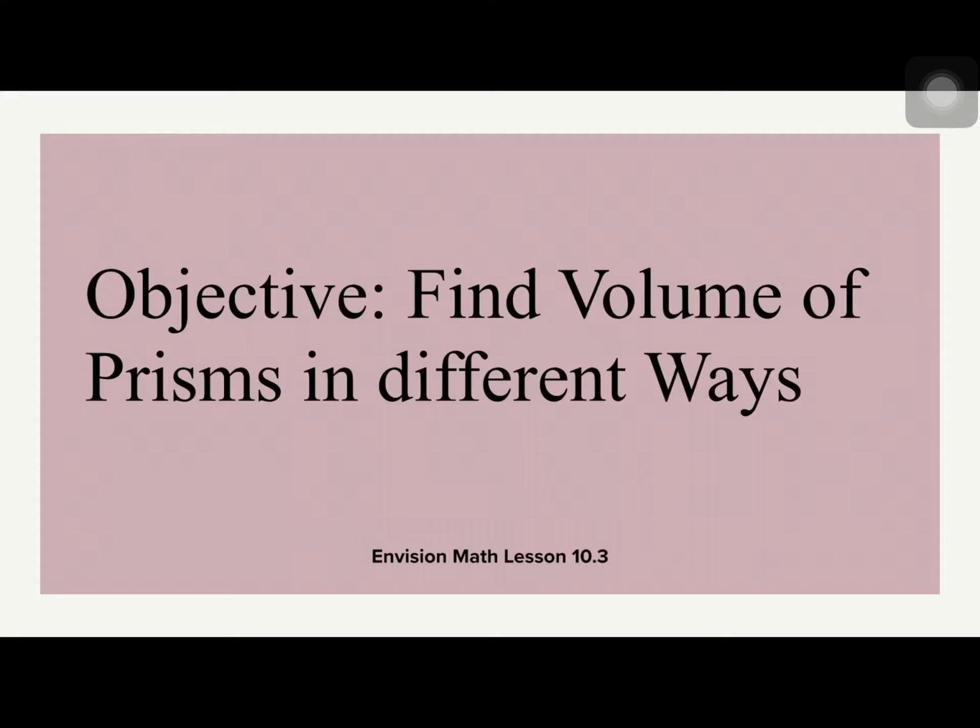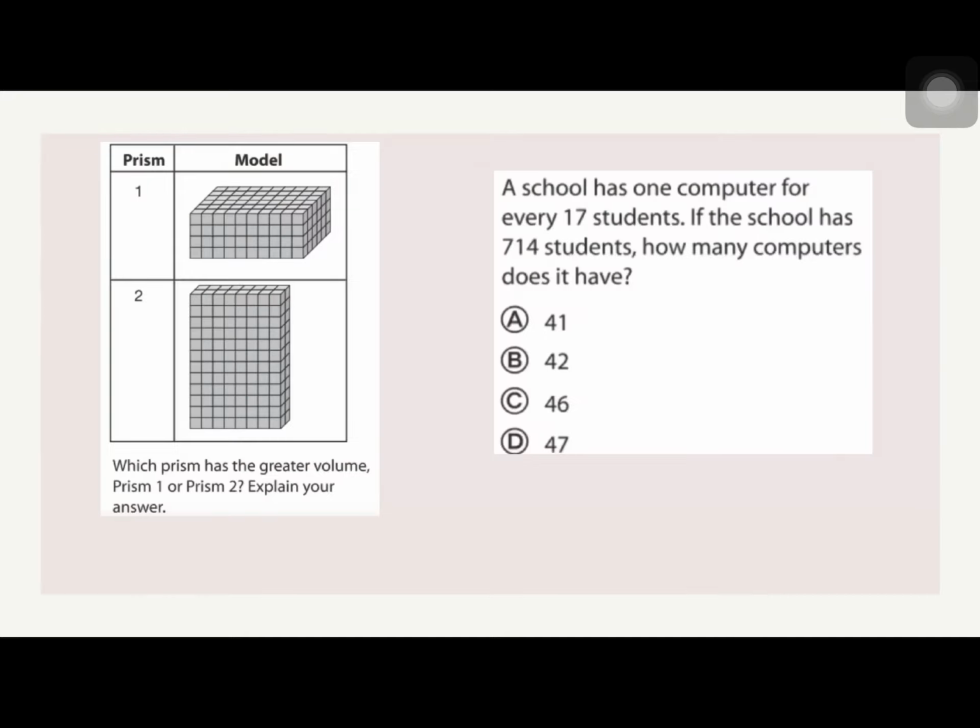We already did 2 ways. We did counting them. We have done the formula, length times width times height. Today we're doing a 3rd way, which we did yesterday as well. This lesson actually gets easier. It's when you find the area of the base and multiply it by the height. I'll show you what I mean, but let's do a practice first.